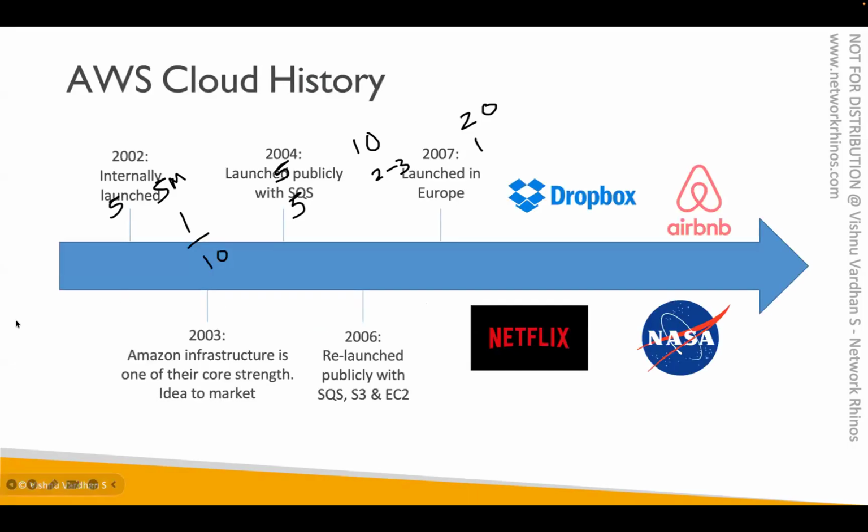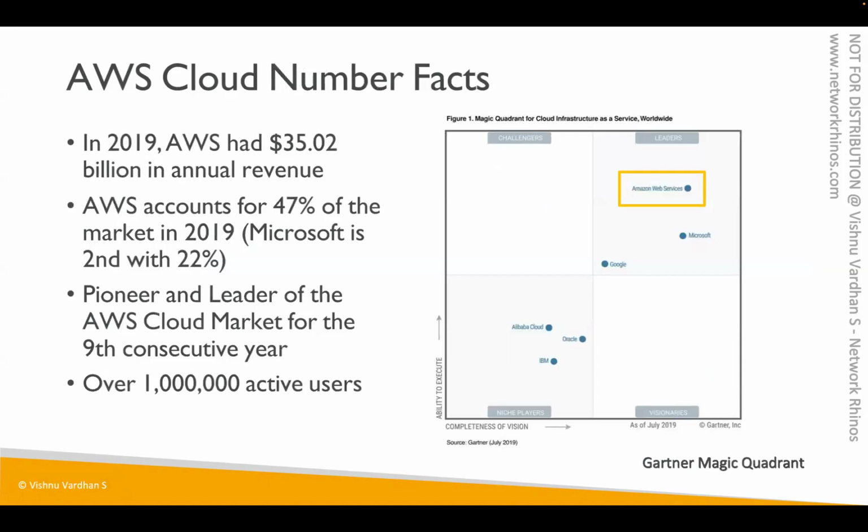Fine. See, AWS was initially launched in the year 2002. Internally, it was launched. In 2003, it became a core strength. In 2004, they launched publicly with SQS, Simple Queue Service. In 2006, they relaunched it publicly with SQS, S3 and EC2. In 2007, they launched in the European countries. And now, top companies like Dropbox, Netflix, Airbnb, and NASA are all using this particular AWS cloud service. Okay.